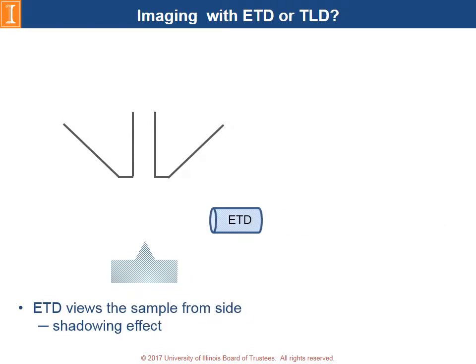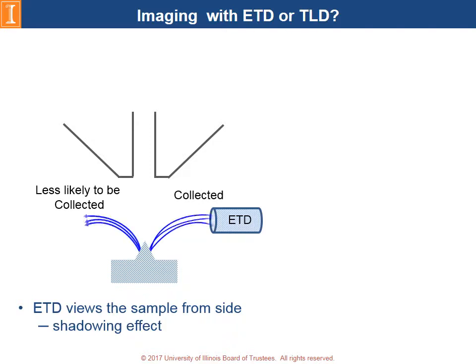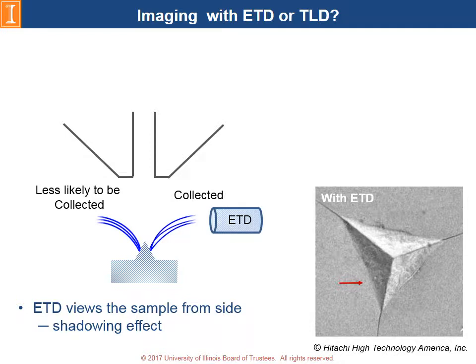ETD is located at the side of the specimen chamber, therefore it sees the sample from the side. So there is always a shadowing effect in the electron collection, since the electrons emitted towards the ETD are more likely to be collected than those traveling away from the detector. This is an image of an indent. Because of this shadowing effect, the face looking away from the ETD appears dark.